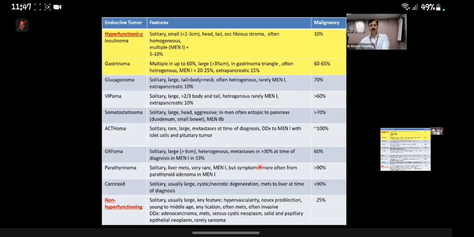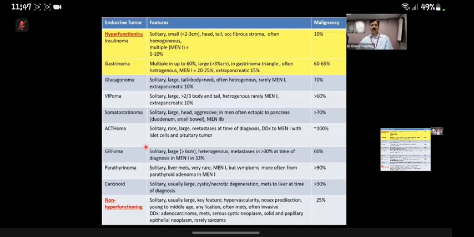Now, if you see this chart, the neuroendocrine tumors can be hyperfunctioning and they can be non-functioning. But this concept is extremely important to remember. What are the rates of malignancy? And you'll be surprised to note that all of them can actually degenerate into malignant tumors. The minimum rate is insulinoma, and that is also up to 10%. But it can be more than that.